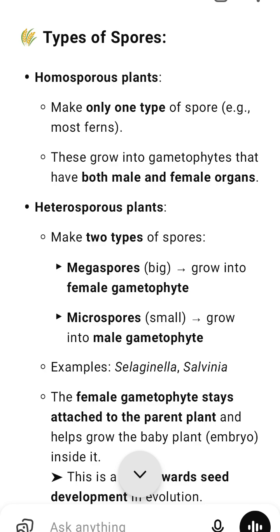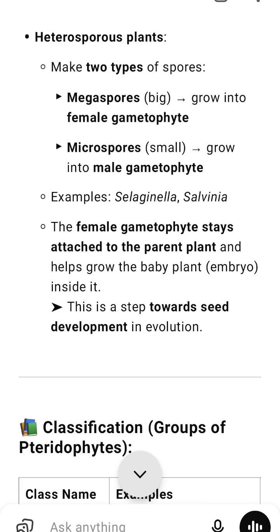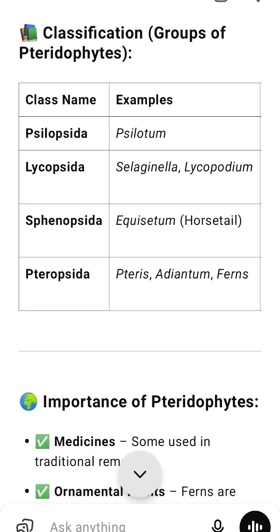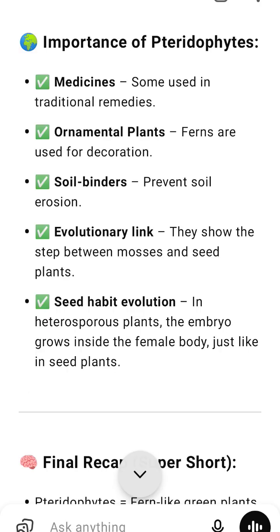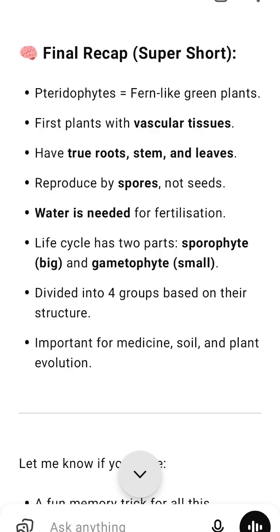Final recap, super short. Pteridophytes equals fern-like green plants. First plants with vascular tissues, have true roots, stem, and leaves. Reproduce by spores, not seeds. Water is needed for fertilization. Life cycle has two parts, sporophyte, big, and gametophyte, small. Divided into 4 groups based on their structure. Important for medicine, soil, and plant evolution.